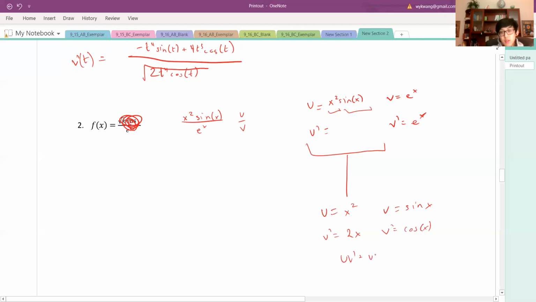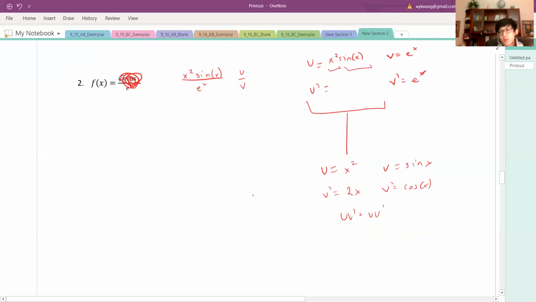So u v prime plus v u prime. Cool, that's product rule. So it would be x squared cosine of x plus v u prime. So it ends up being 2x times sine of x. So our u prime here is actually a whole long chain. It's x squared cosine of x plus 2x sine of x. This whole thing over here is u prime. Nice.